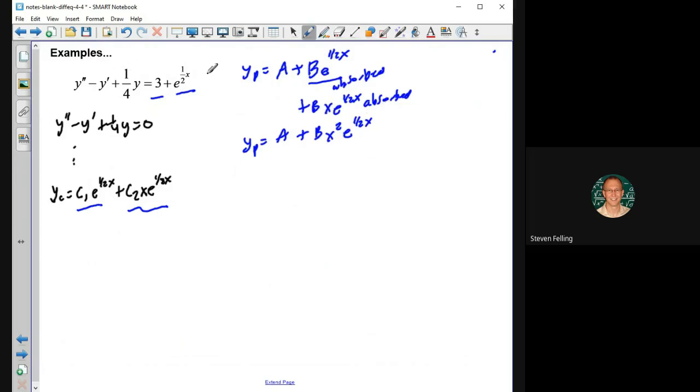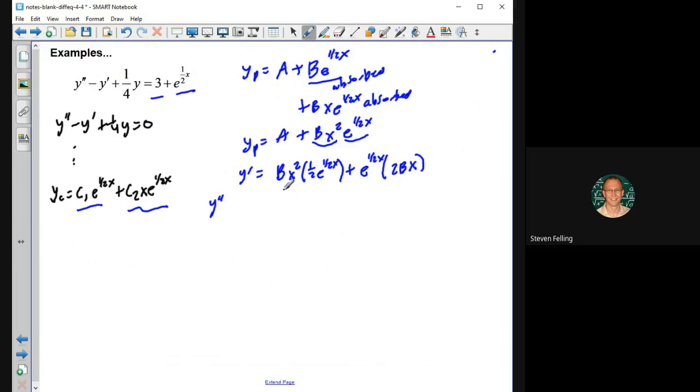All right, so now I need to take my derivatives here. I need a first derivative and a second derivative. So y prime will be, that's a constant, so it's 0. I've got b. Now, you know what? I'm going to have to do a product rule here. So I'm going to lump the b in here. So it's going to be first times derivative of the second plus second times derivative of the first, which would be 2bx, right?